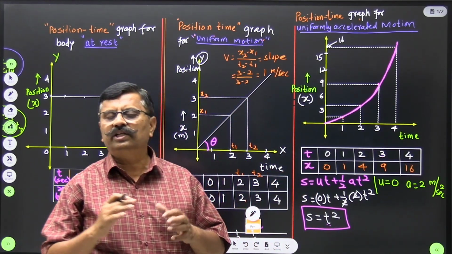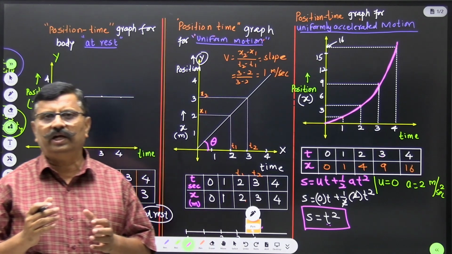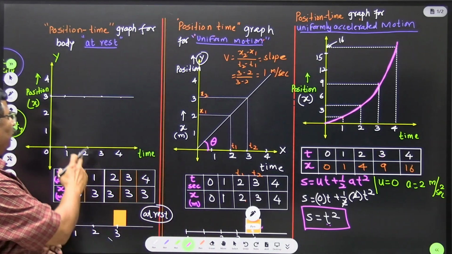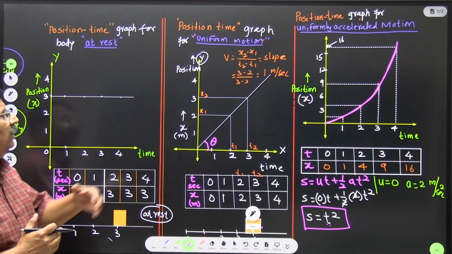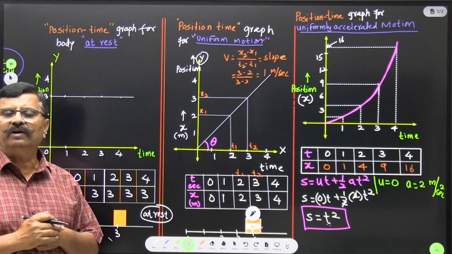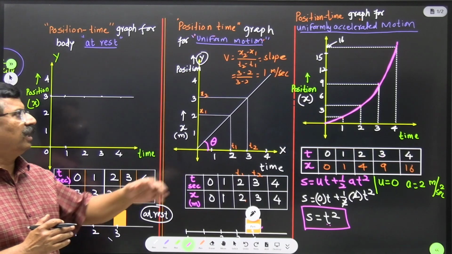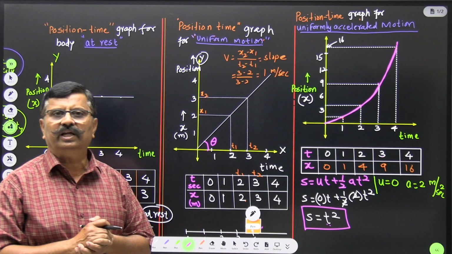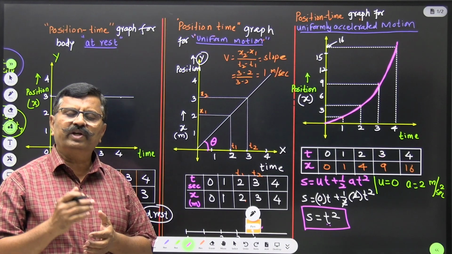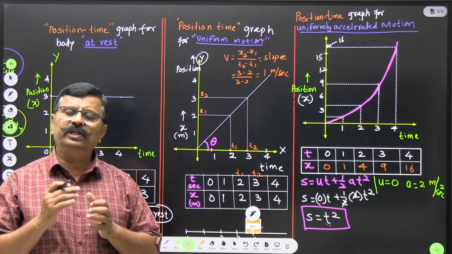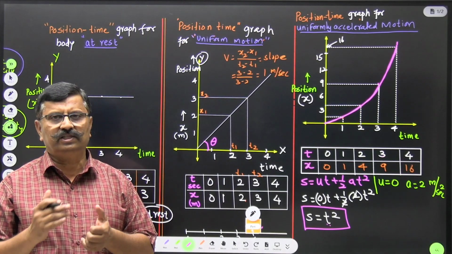Now we have studied the three types of graphs for position and time. First, we studied the position and time graph where the body is at rest. Then this is the position and time graph for a body moving with constant velocity, and another one is the position versus time graph when the body is moving with constant acceleration. I hope all of you understood these three graphs of position versus time.